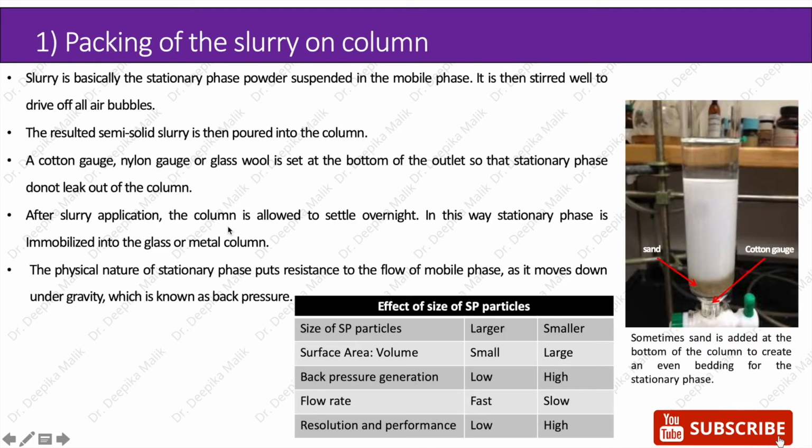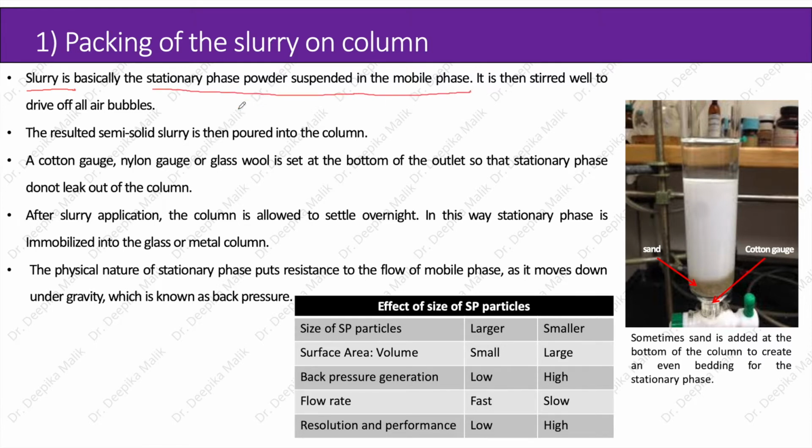First is the packing of the slurry on the column. Slurry is basically the stationary phase powder suspended in the mobile phase. It is then stirred well to drive off all the air bubbles. The resulting semi-solid slurry is then poured into the column. A cotton gauze, nylon gauze, or wool gauze is set at the bottom of the outlet so that the stationary phase does not leak out of the column, as you can see in the image. After slurry application, the column is allowed to settle overnight. In this way, the stationary phase is immobilized in the glass or metal column.